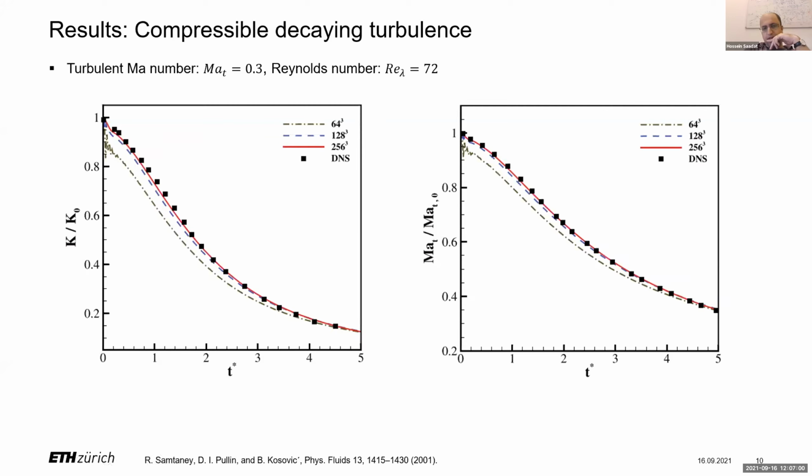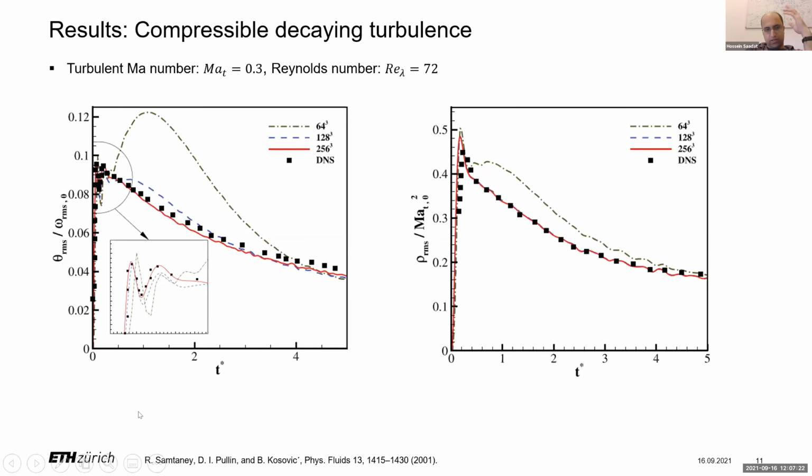Then in this slide, I have compared other statistics. The left picture shows the root mean square of dilatation, and the right picture shows the root mean square of density. Here again, the 256 grid points is actually enough to accurately capture, especially the dilatation, this initial rapid increase and then its decay afterwards. Also, the result of root mean square of density, in comparison with DNS, is quite satisfactory.